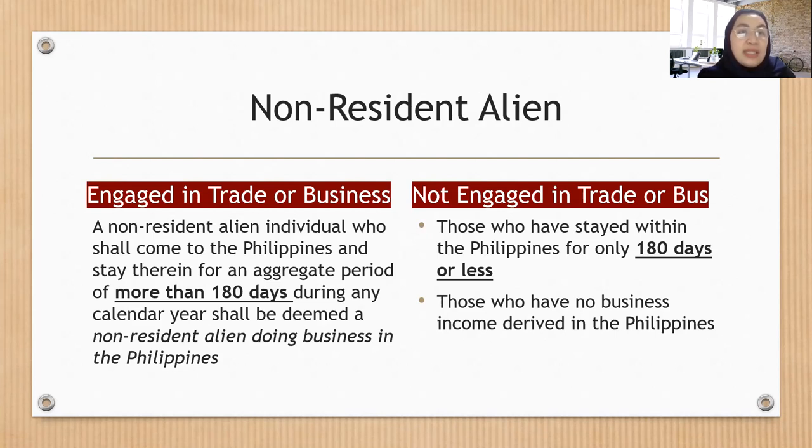So there are non-resident aliens that are engaged in trade or business. Is it possible? Yes. Of course, as sabi ko kanina, a certain person may have an established business here in the Philippines, even if most of the time or the entire year, he has never set foot in the Philippines. So he is still considered engaged in trade or business. Okay. Not engaged in trade or business. So walang business income derived in the Philippines. So usually, for example, a specialist, okay, who will have a special project or joint venture in the Philippines for like 2 months or 3 months lang.